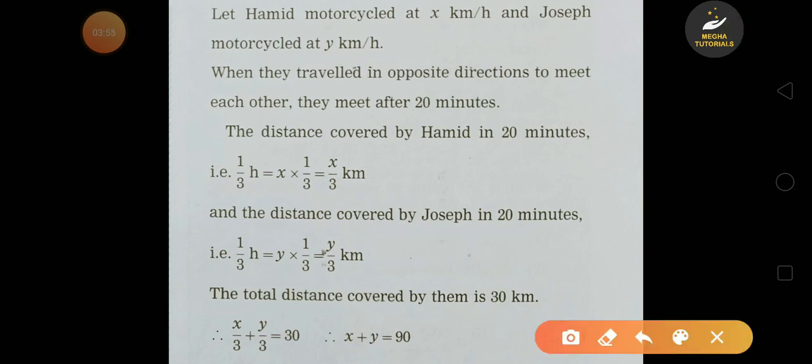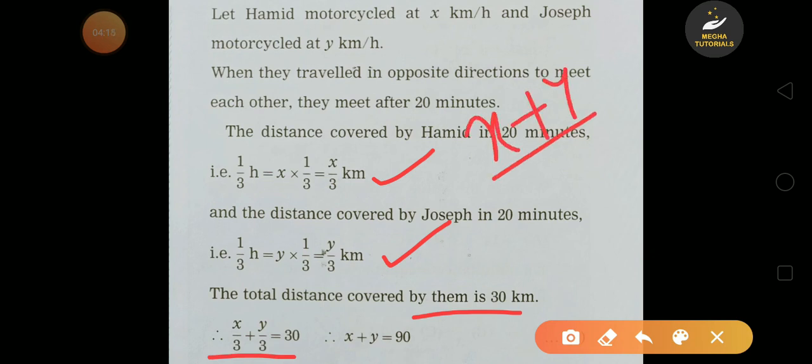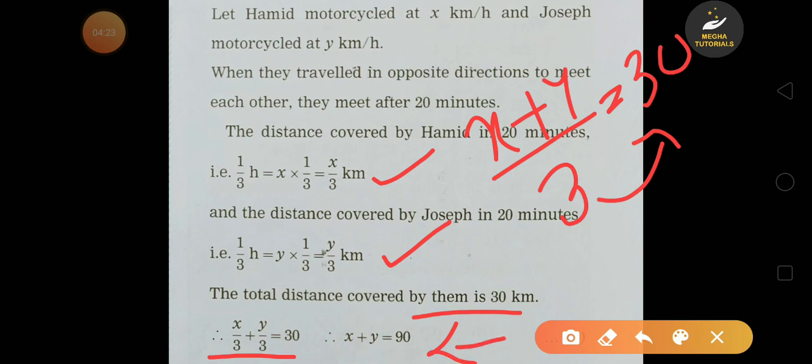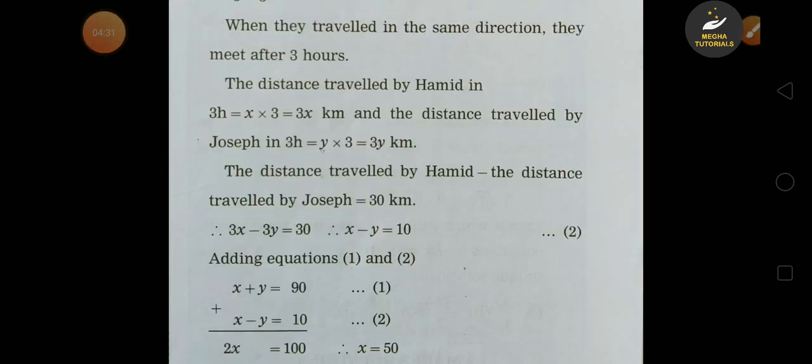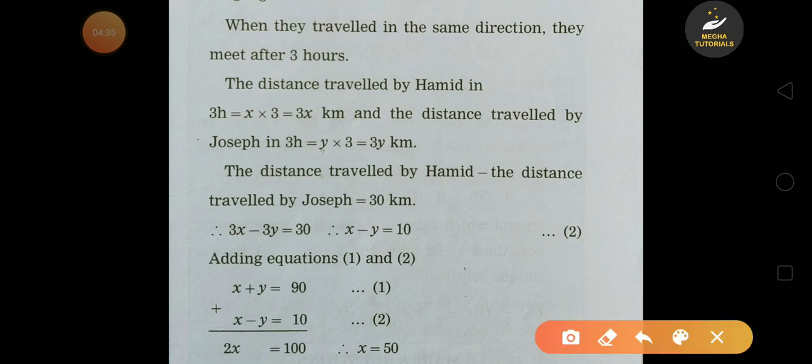So Hamid covered x upon 3 kilometer, Joseph covered y upon 3 kilometer and together they have covered a total of 30 kilometer. Therefore x upon 3 plus y upon 3 is equal to 30. Then you will get x plus y upon 3 is equal to 30. Then you can transpose 3 to the other side to get x plus y is equal to 90. This is equation 1. Now think about condition 2.